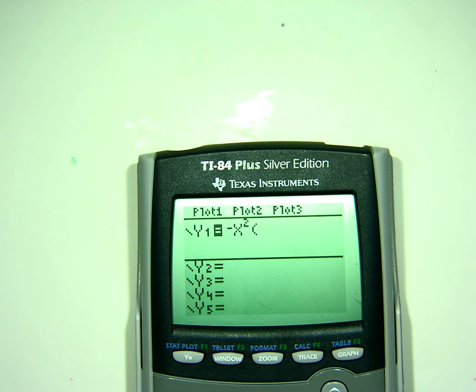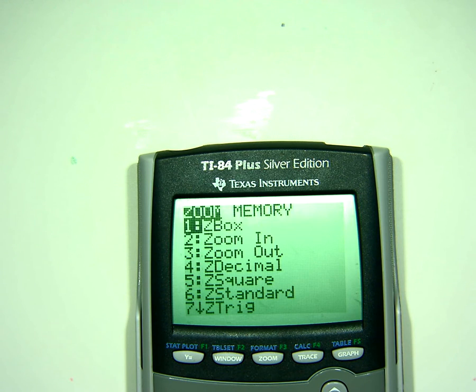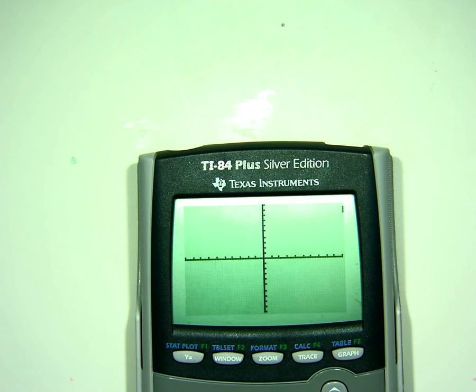So open parentheses, x minus 4, close your parentheses. Then we got x plus 4, close your parentheses. Hit enter to lock it in. Go to zoom standard. And there you go. Now here's the problem with this. You really can't see that.